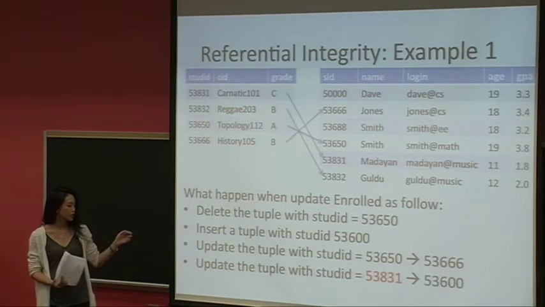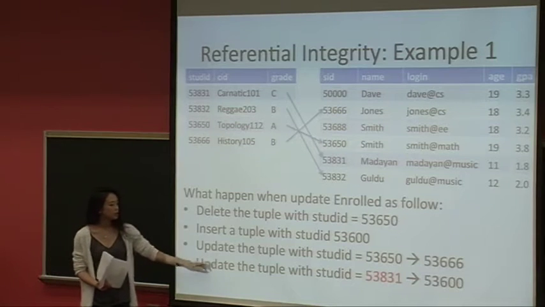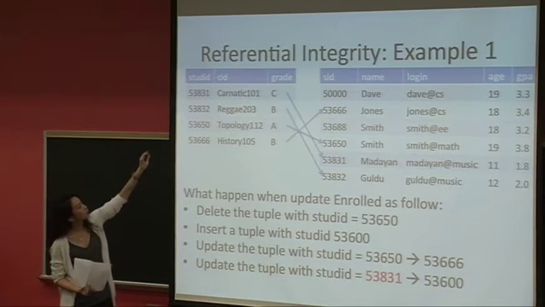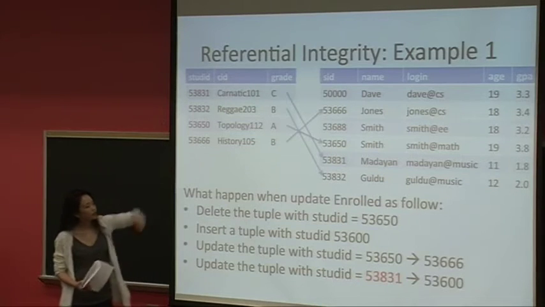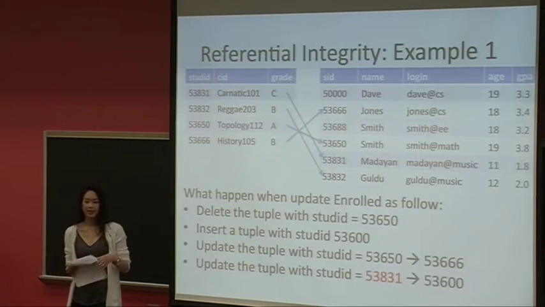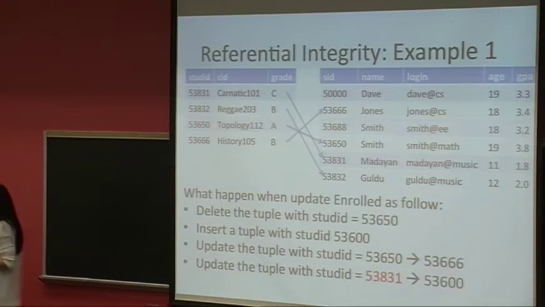from doing a few things. So how about when we update the tuple with 53831, that one, to 53600? Okay or no? No. Why not? Because 53600 doesn't exist in the student table. Okay.